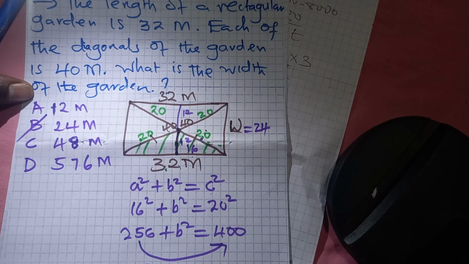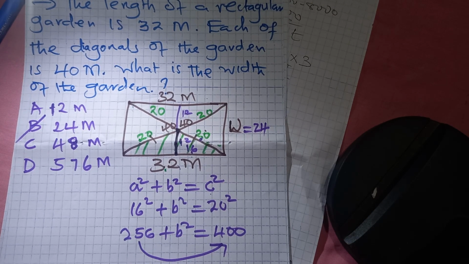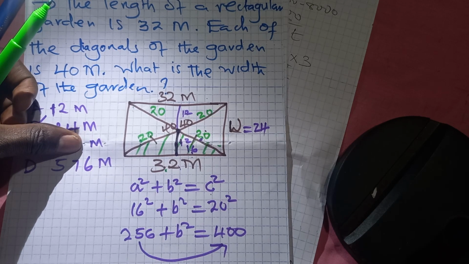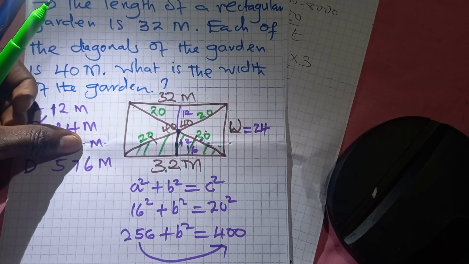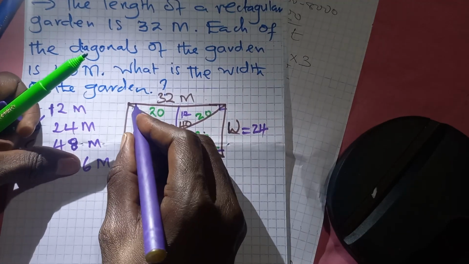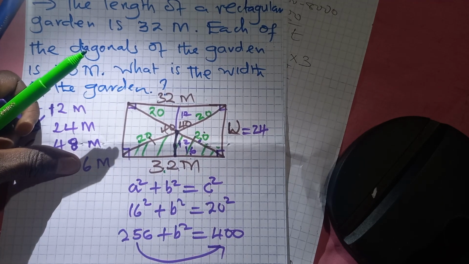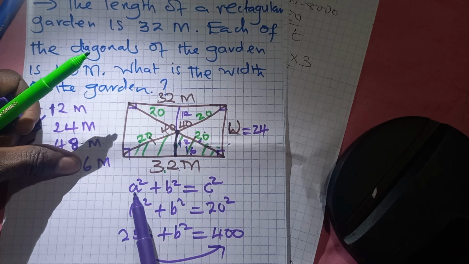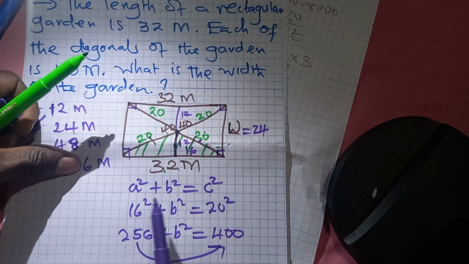So you just need to understand the properties of a rectangle: that diagonals are equal and that all the angles are equal to 90. This is 90, this is 90, this is 90, this is 90. When you draw the two diagonals, they are going to form isosceles triangles. Therefore, in that case, you are going to use the Pythagoras theorem to find the height.